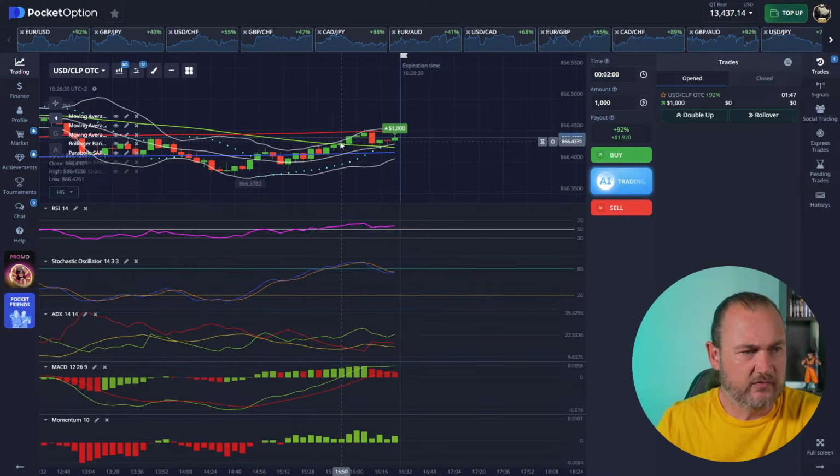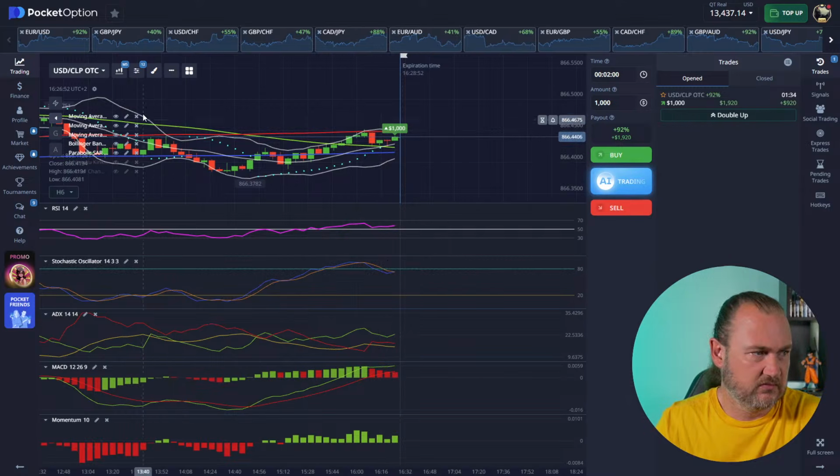price came down, broke through the 50 and 200 moving average, tested there, retest after the break, retest got rejected. RSI stayed above the 50 line. We have a bullish crossover on the MACD forming right now.